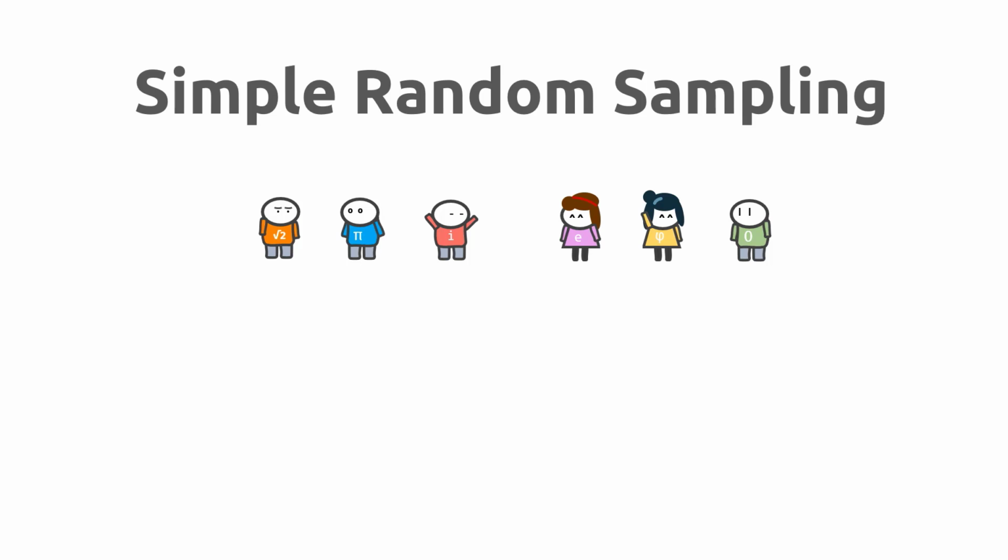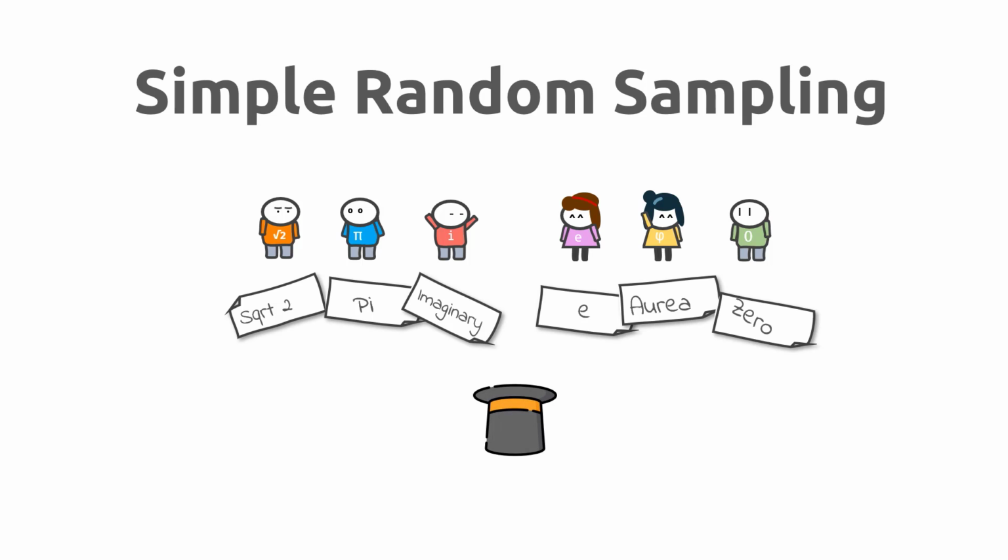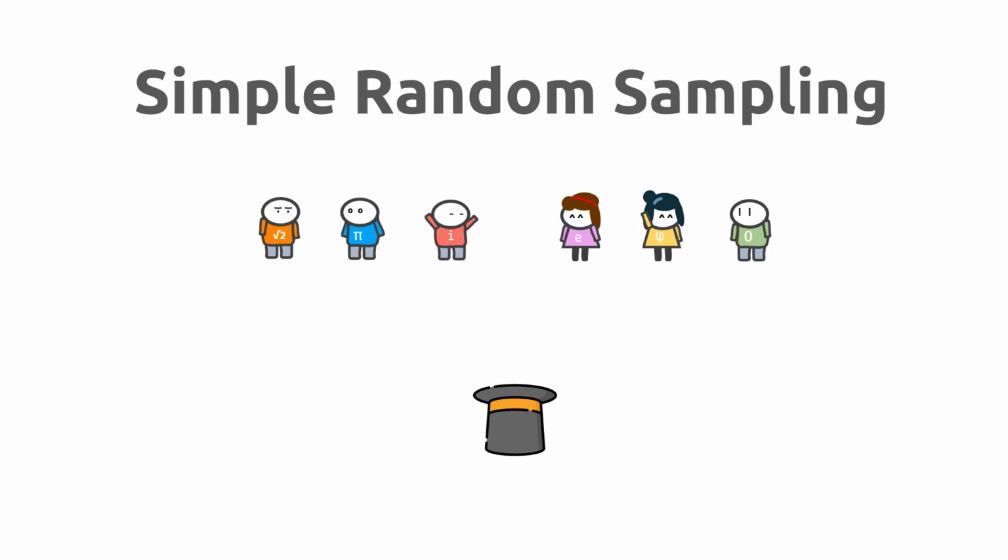Let's say we want to pick a sample of 2 people from a population of 6 people. What we can do is that we can write the name of each person on a piece of paper, then put the papers in a hat and shake it. Next, we draw 2 names from the hat without looking. So this is our sample.